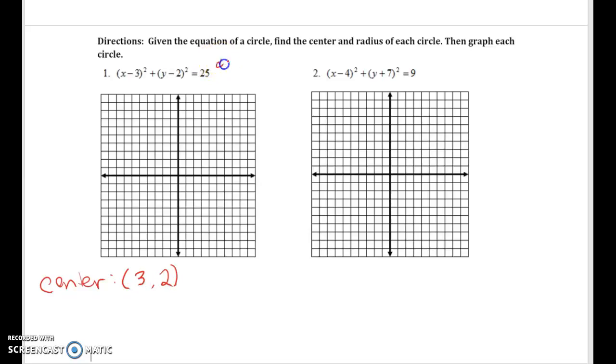And we know that this here is r squared. So the radius will be the square root of 25, which is 5. So we're going to go on our coordinate plane. We're going to put our center. All right, and we're going to count 5 in each direction. 1, 2, 3, 4.